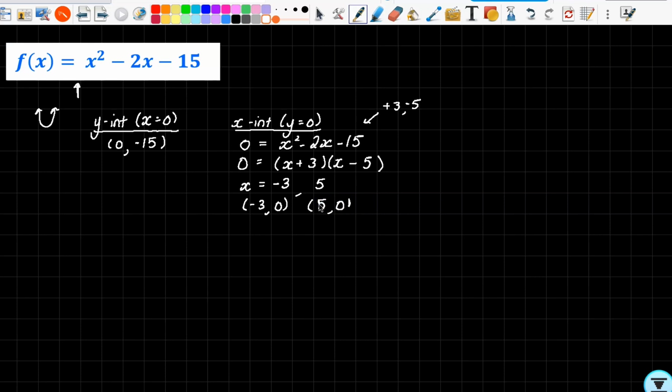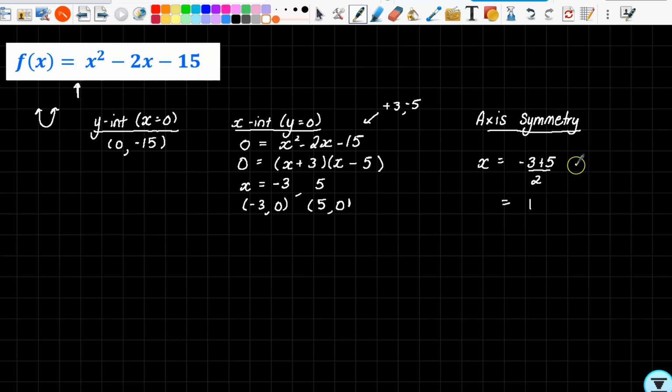If you wanted to, you could have used the quadratic formula or completing the square. We'll look at another equation where we have to do completing the square, because you wouldn't be able to factorize it. Now, how do we find the vertex? We could just average out our x-intercepts. So the axis of symmetry, or the x value of the vertex, is minus 3 plus 5 divided by 2, which gives us 1.